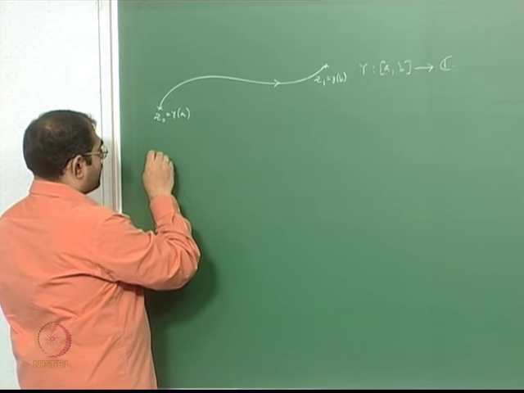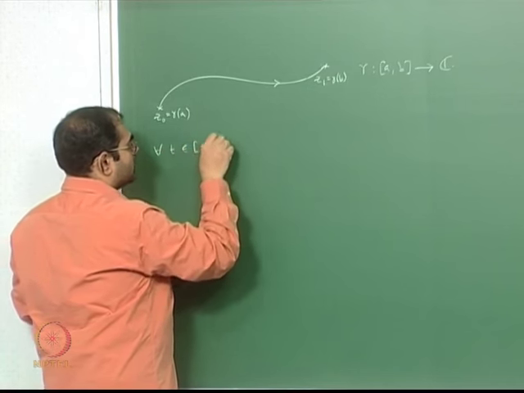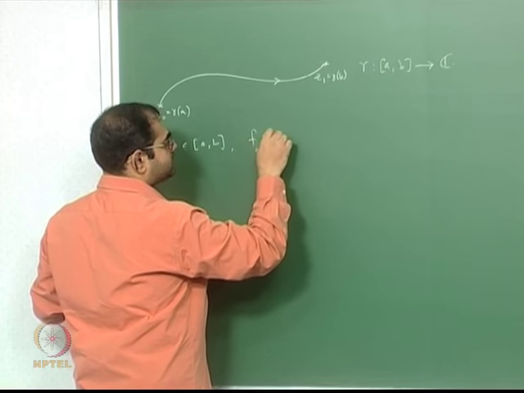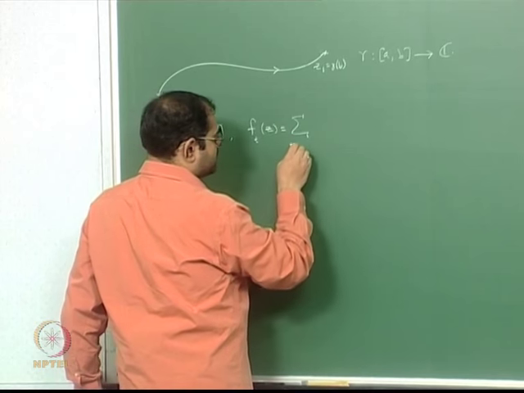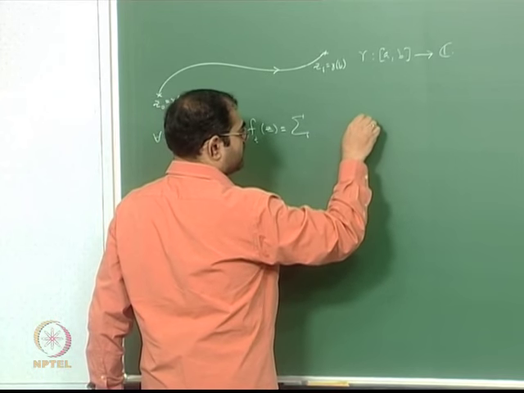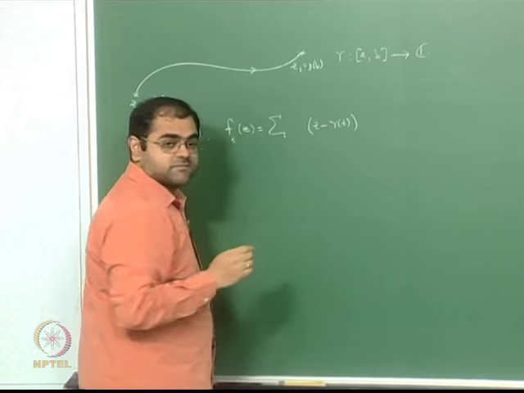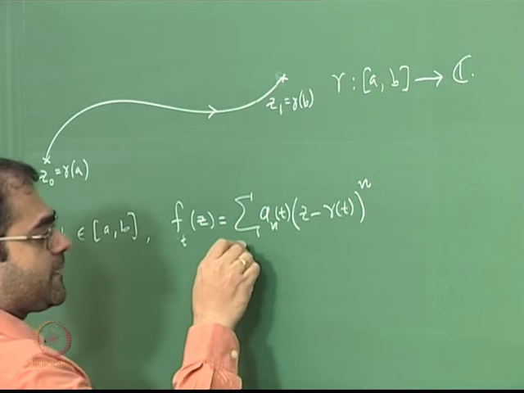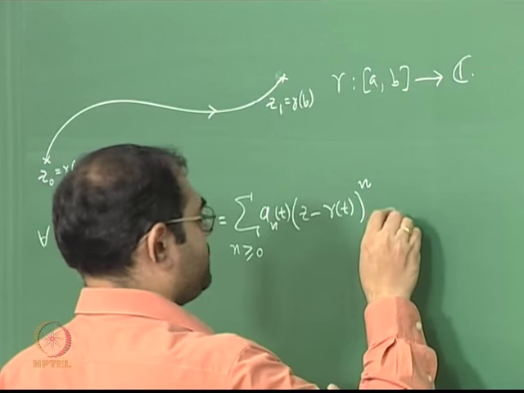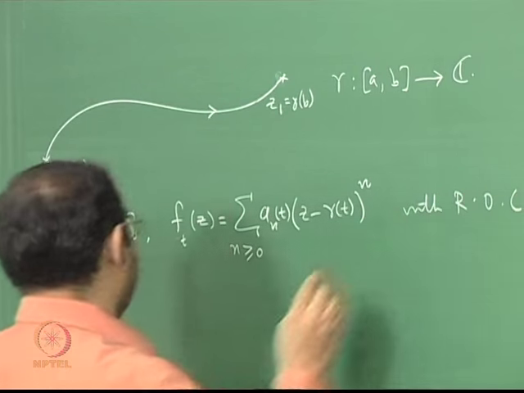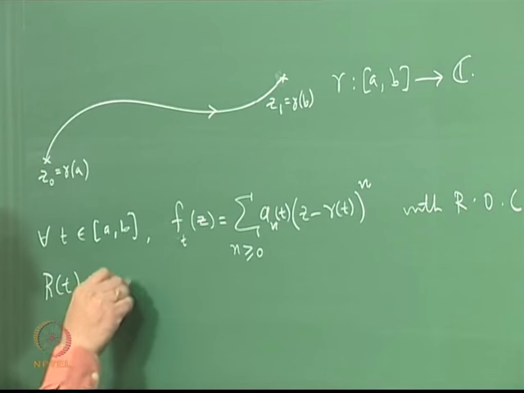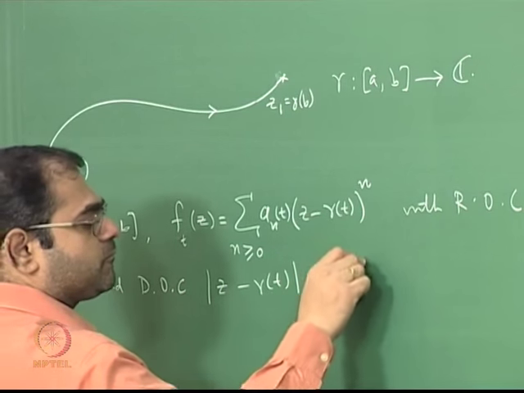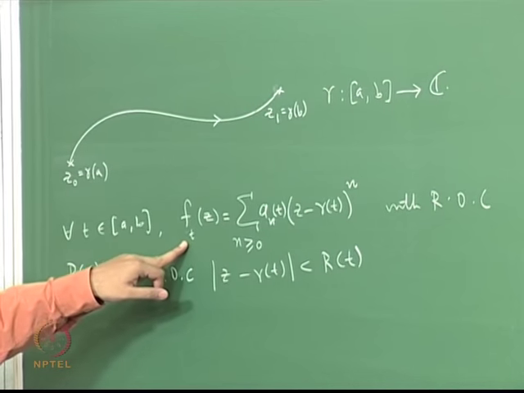Okay, so for every t in [a, b], we have the function f_t of z, which is given by a power series. It's a convergent power series centered at gamma of t. So it's an expansion in integral powers of z minus gamma of t, with coefficients a_n, which are again functions of t, n greater than or equal to 0, and of course with radius of convergence r of t and disk of convergence mod z minus gamma t less than r of t. So this is a one parameter family of power series.